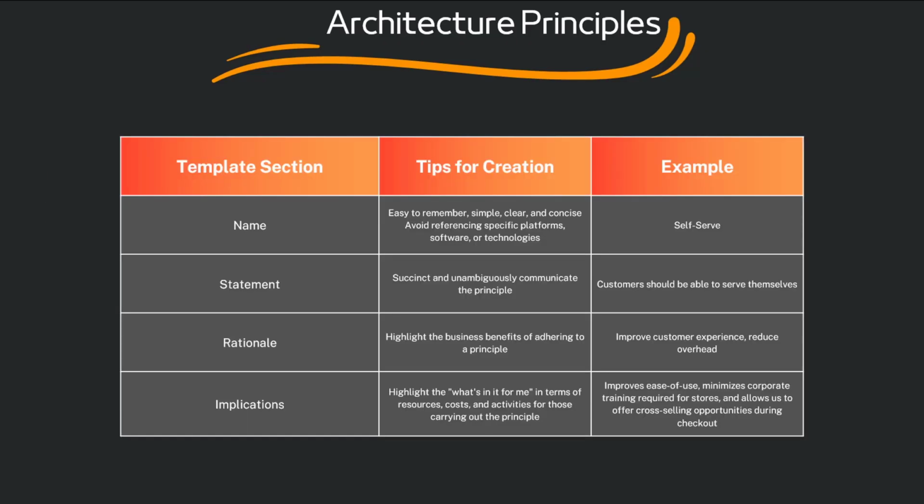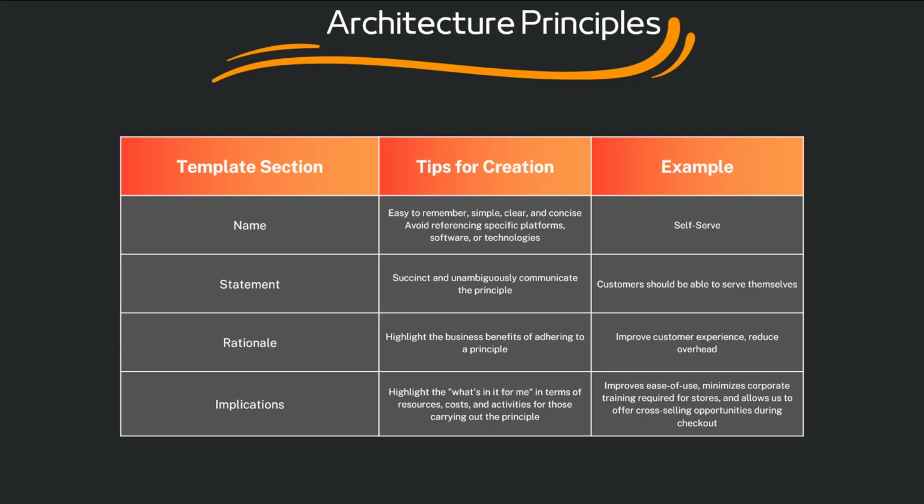Here is an example of an architecture principle. There are a couple of different sections, including name, statement, rationale, and implications. The name should be written in an easy to remember, simple, clear, and concise manner. We typically avoid referencing specific platforms, software, and technologies. For example, we might name a principle self-serve. Then there's the statement. That statement is supposed to succinctly and unambiguously communicate the principle. For example, for self-serve, customers should be able to serve themselves.